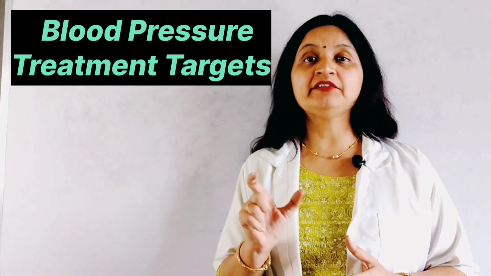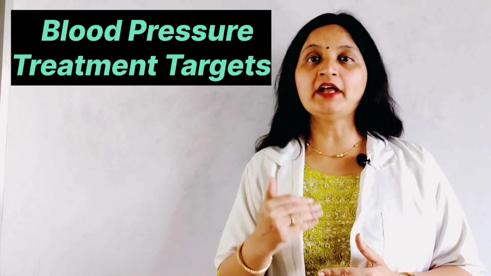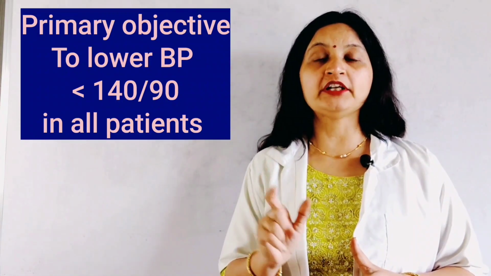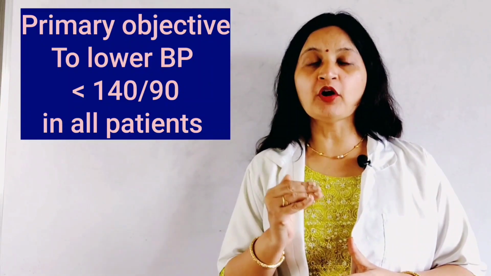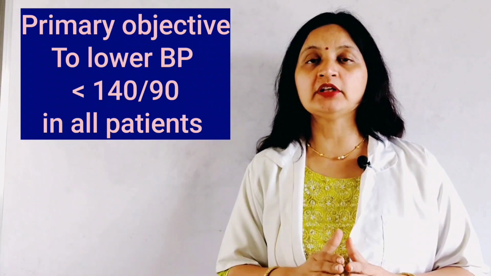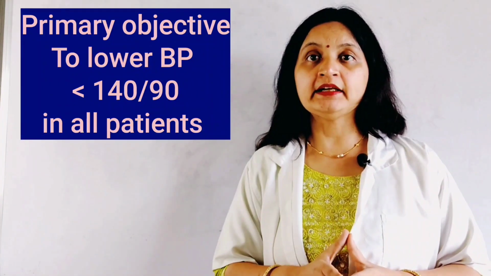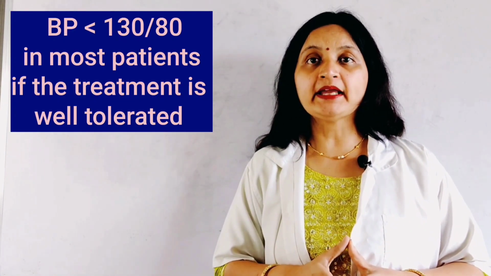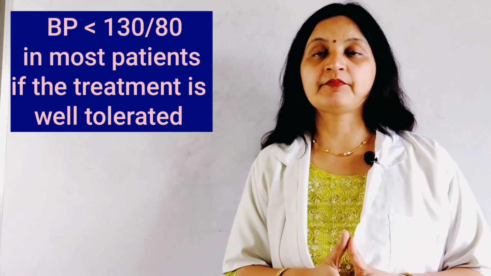So now that you have graded hypertension and you have initiated antihypertensive drug treatment, it is important to know the blood pressure treatment targets or the blood pressure goals, or how much the blood pressure should be lowered. As per the European guidelines, it is recommended that the primary objective of treatment is to lower the blood pressure values to less than 140 by 90 mm of mercury in all patients. And if the treatment is well tolerated, then the blood pressure value should be targeted to 130 by 80 mm of mercury or less in most patients.